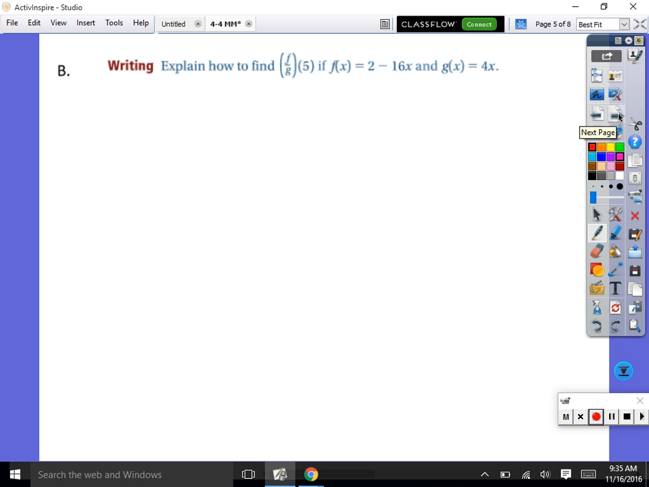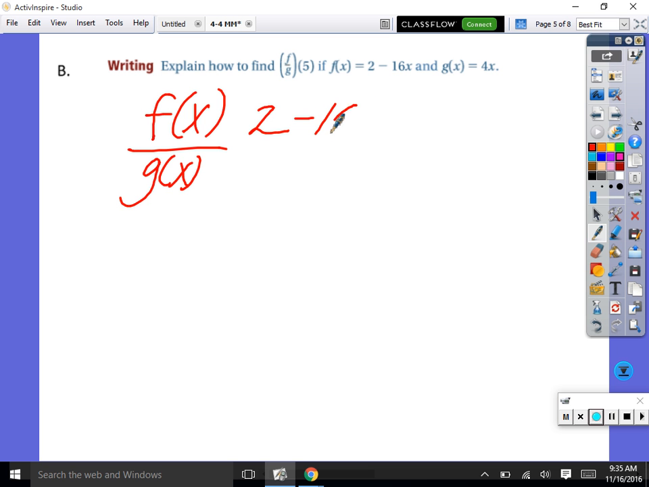It says, explain how to find f divided by g of 5 if f of x is this and g of x is this. Okay, sweet. So this time we're doing f divided by g and then we're plugging in 5. So let's first do f of x divided by g of x. Here we go. So f of x is 2 minus 16x and g of x is 4x.